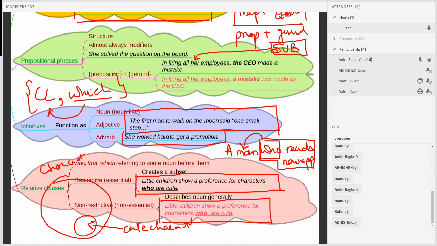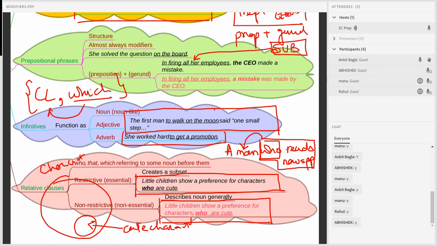So that non-essential example which is on the screen, that the little children show a preference for characters, comma, who are cute. I didn't actually get how it is referring to all the characters, because who are cute then refers to what? It refers to the characters only.